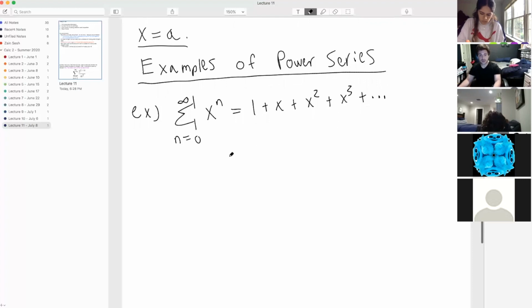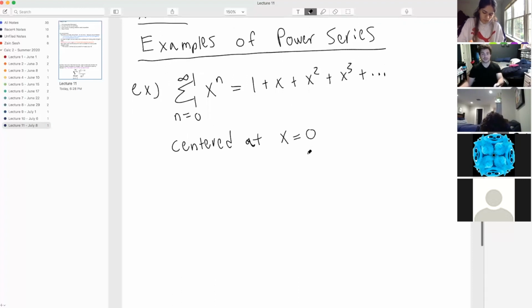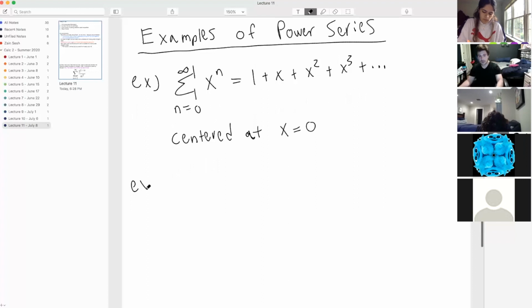So this is a power series. Just note that this is a power series centered at x equals 0, so maybe you want to jot that down. This guy is centered at x equals 0. If it starts at n equals 1, it still is a power series. This is just conventionally what we do for power series: they start at n equals 0.